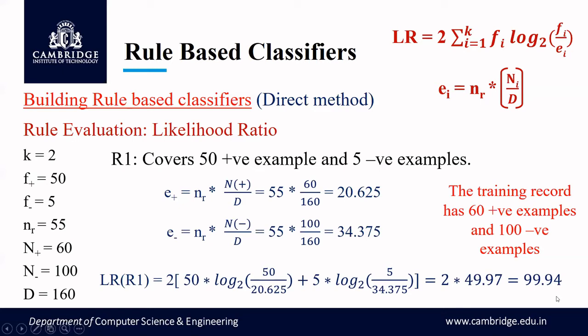Okay, the same thing we now have to do for R2. I hope you have understood how to find the likelihood ratio for a particular rule. So this is how it is. Just take a snapshot of this. We'll continue.